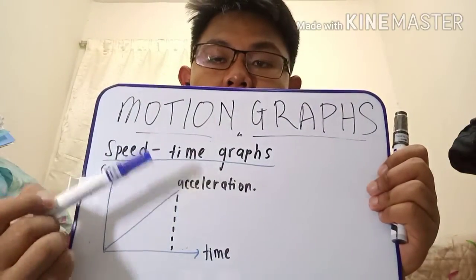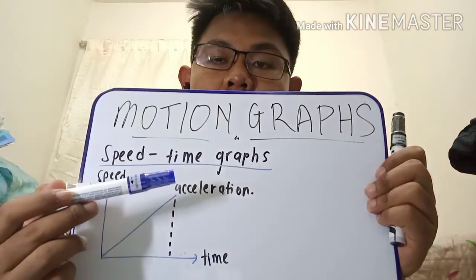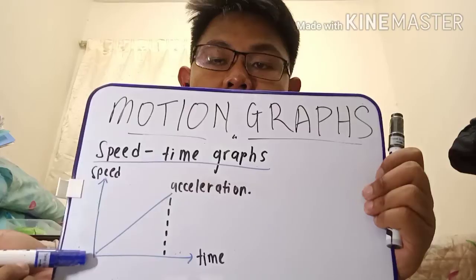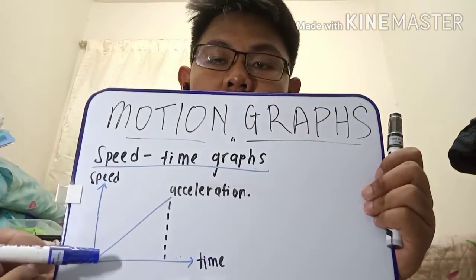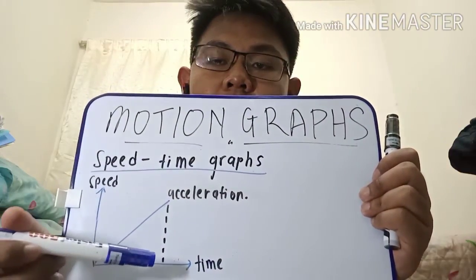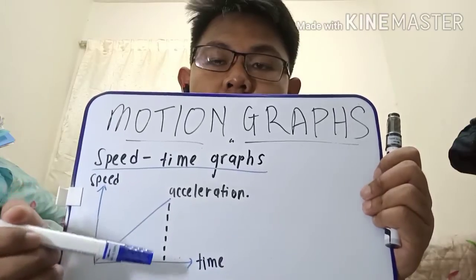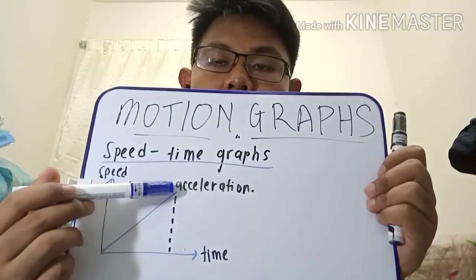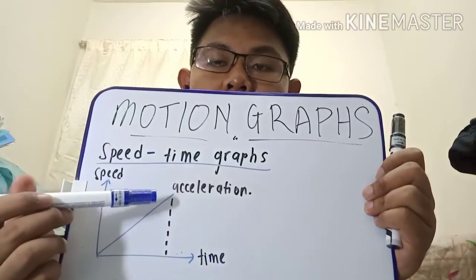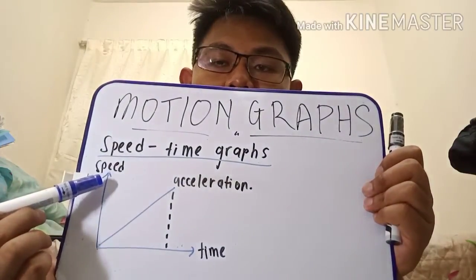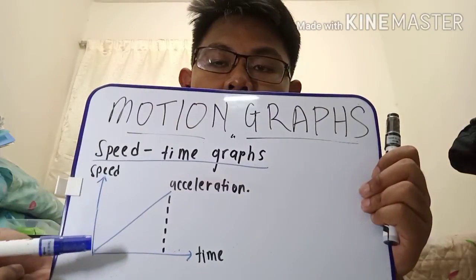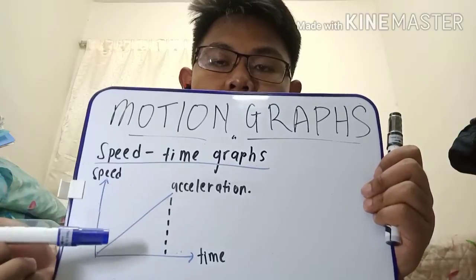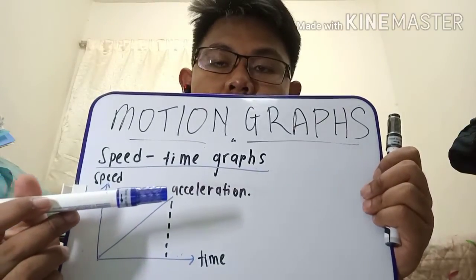This one shows an increase, the gradient is going upwards. This shows that the object is having an acceleration. It means that from the origin, the object accelerates until here. The speed is gradually increasing, which means that acceleration is gradually increasing.